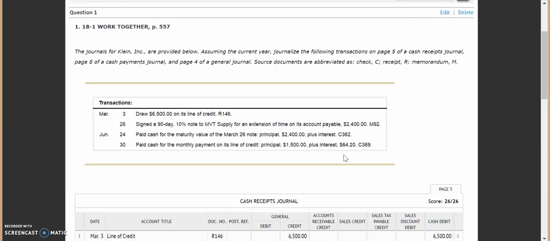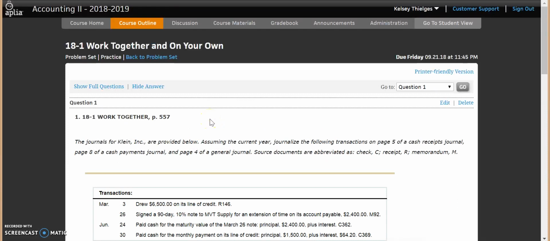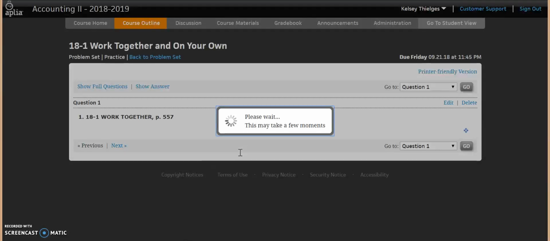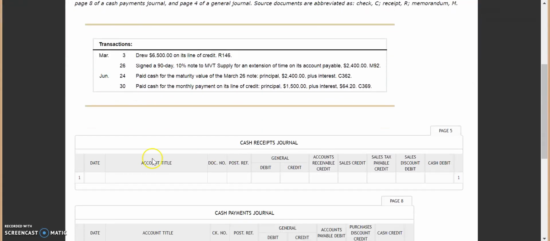In this situation, remember the line of credit is a form of short-term debt financing where you get immediate cash. So that's actually going to go in our cash receipts journal. So we go down here, we put in March 3rd. Our account title is whatever is going to be credited here, because obviously we're getting cash, so cash is going to go in our cash debit.